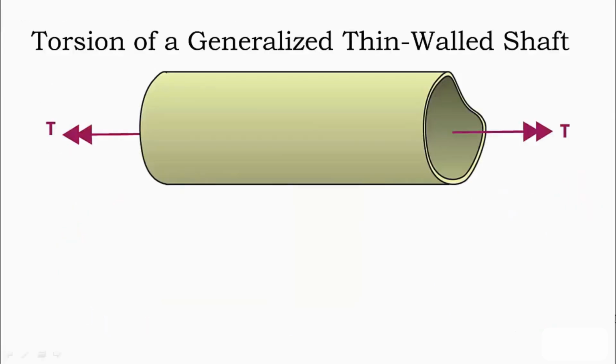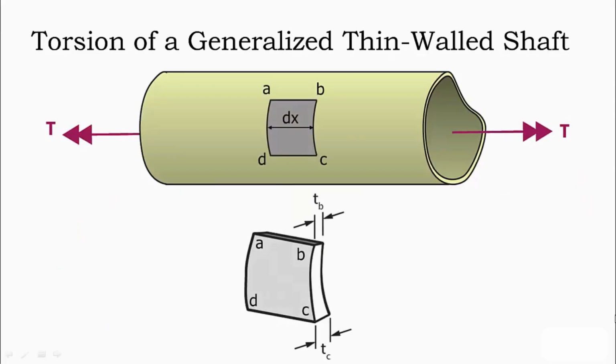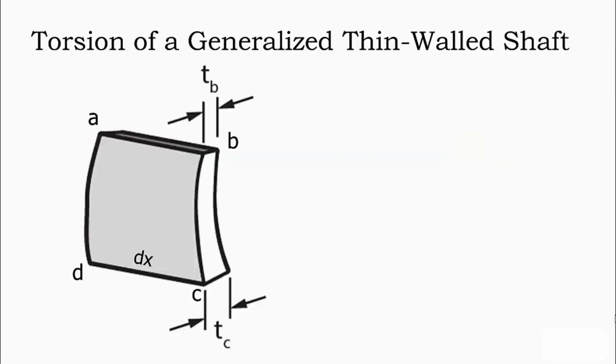If we take a closer look at our generalized shaft, we can analyze a rectangular element passing through the entire thickness of the shaft wall. In this shaft, the thickness can vary along the perimeter, but it is constant along the length of the shaft due to the constant cross-section. If we zoom in on this element and examine the shear flow distribution, we can see that along BC, we will allow the shear flow to vary from QB at point B to QC at point C.